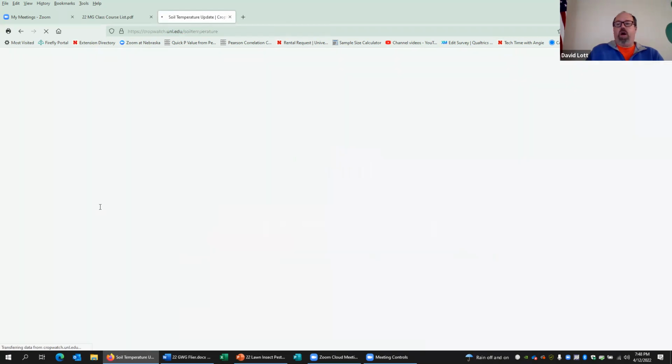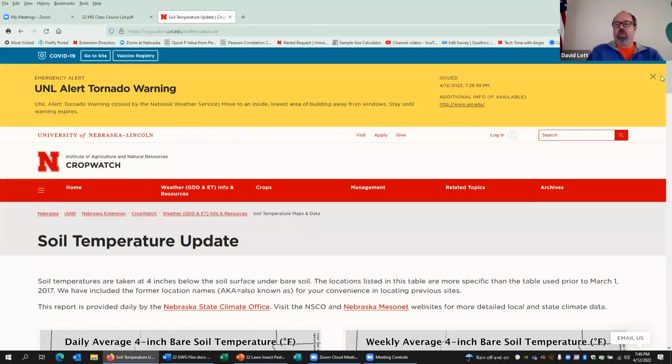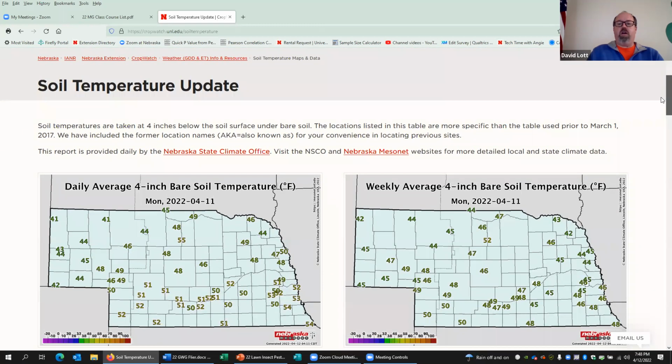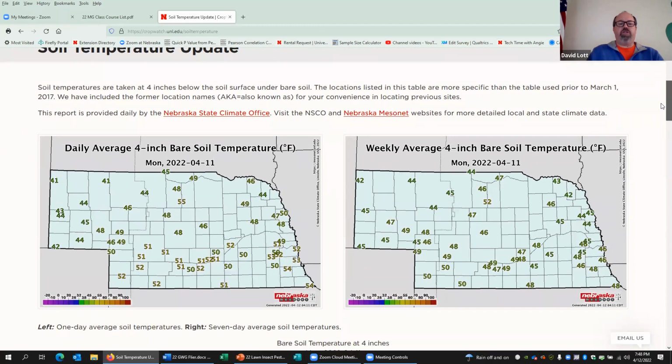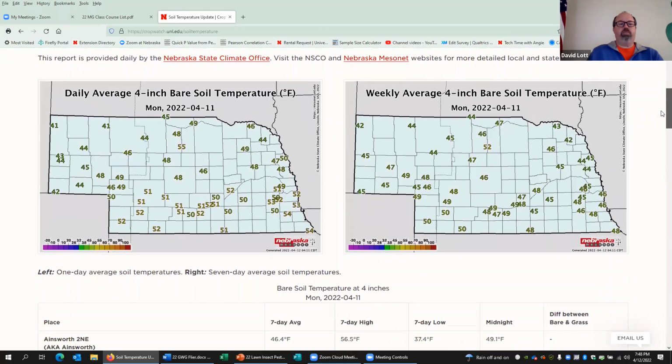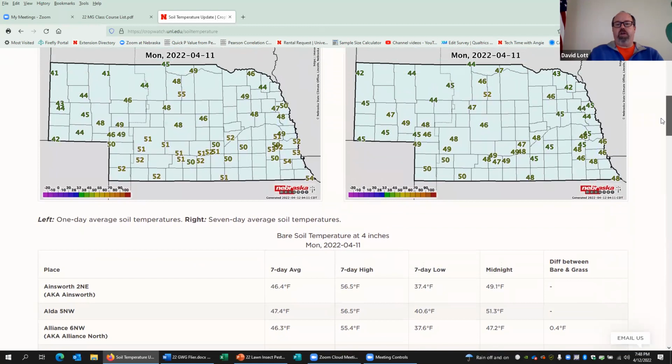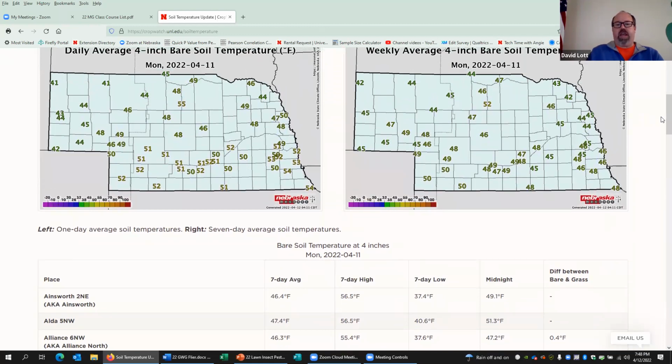So here's the CropWatch soil. Remember, we are going to look for the 4-inch sample, the weekly average. And so Shane, you're down in Chase County. It looks like right now on our 4-inch data for a week, we are getting close. We're getting closer. We're at 45, 47, 45.